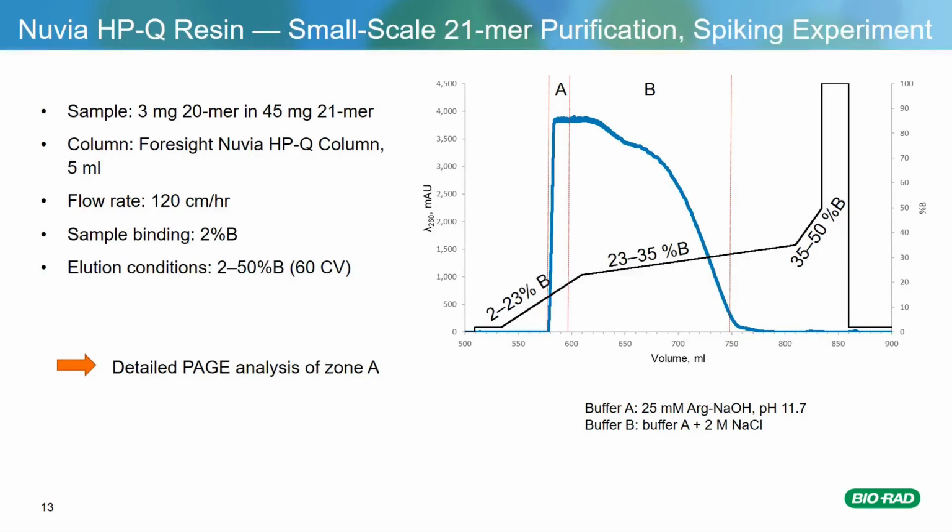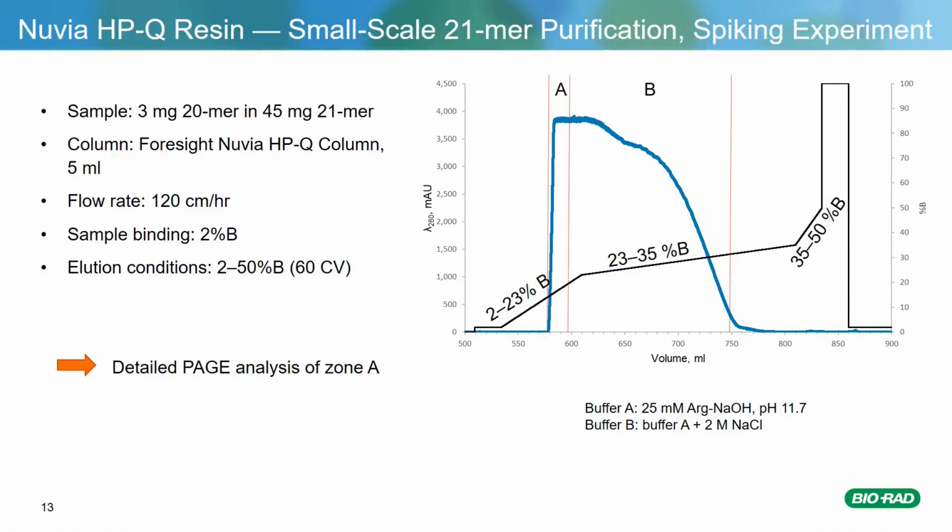Next, we tried a small-scale spiking experiment to show the ability of the Nuvia HPQ to separate the 20 and the 21 mer. So in this case, we spiked in 3 mg of 20 mer into 45 mg of 21 mer and ran it over the Nuvia HPQ column. Flow rate and sample binding were left the same. The elution conditions were slightly modified to start at 2% B. This is to allow a better transition of connectivity after the sample application.